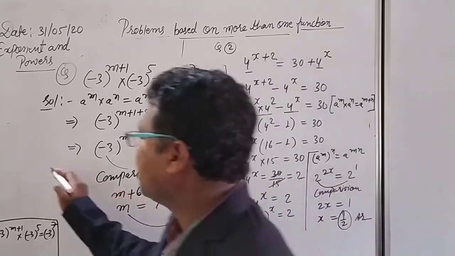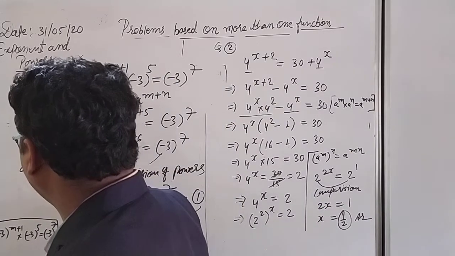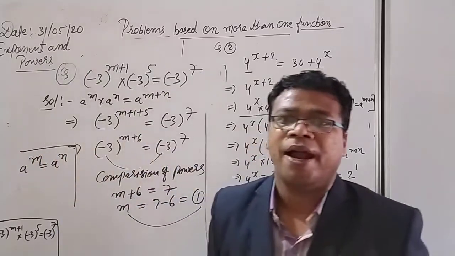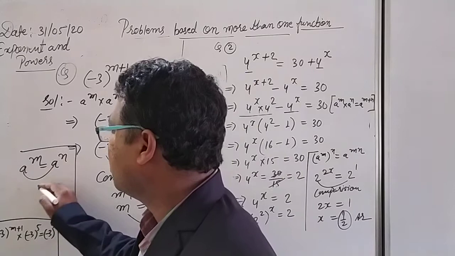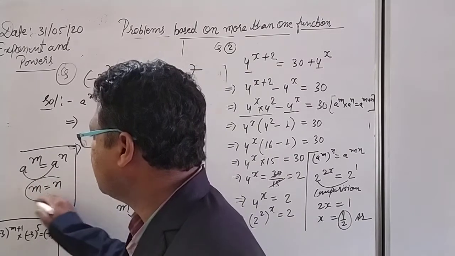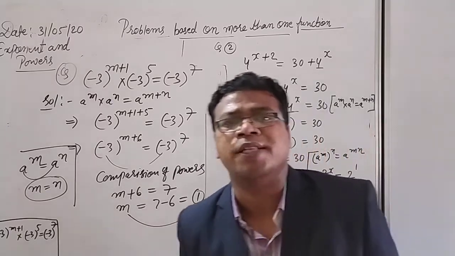And here what is the rule that is coming? a to the power m is equal to a to the power n. If the bases are equal and they are written in equation form, then their powers should also be equal. This is the rule that I am not writing again and again, but you should write it down while solving the question in the exam.